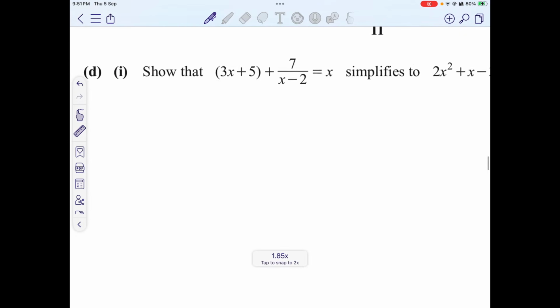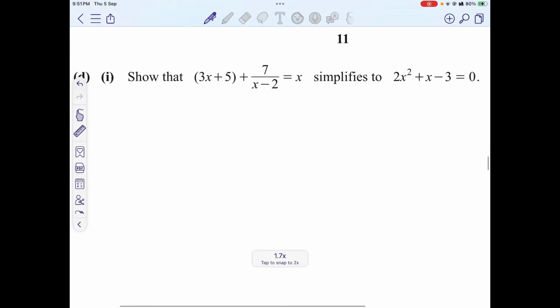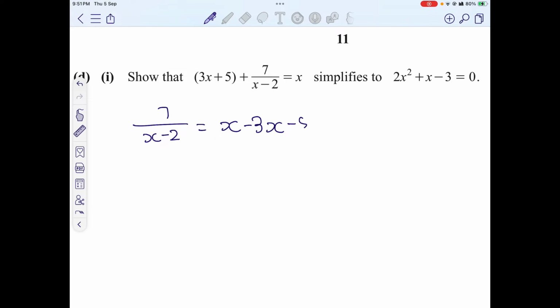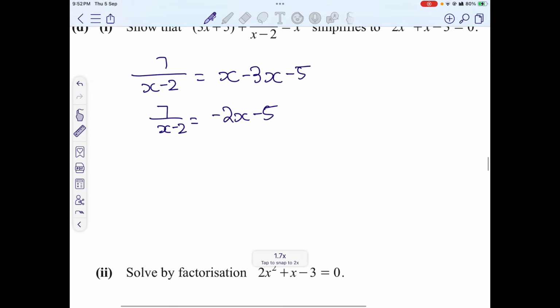Then it says show that 3x plus 5 plus 7 over x minus 2 is equal to x simplifies to this expression. Now, the first thing I want to do is take 3x plus 5 to the other side. So that would isolate 7 over x minus 2 is equal to x. This is being added here, so I would subtract it: x minus 3x minus 5. Alright, so 7 over x minus 2. If I simplify it, 1 minus 3 is negative 2x minus 5. Then I would just multiply x minus 2 with that. So 7 is equal to x minus 2 being multiplied with this, that is negative 2x minus 5.